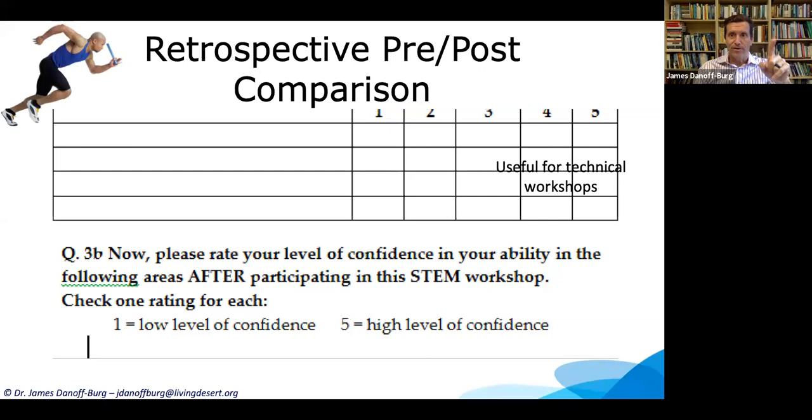I hope so. Because what we want you to do is take a moment and do a retrospective pre-post comparison question. Think about something you would like to know, especially technically heavy things, things that have a lot of technical details or knowledge about them, and come up with a retrospective pre-post comparison question.